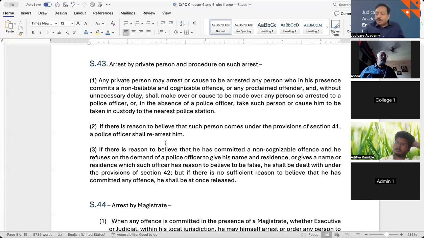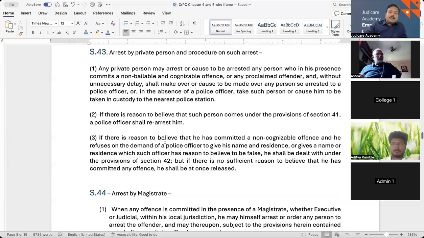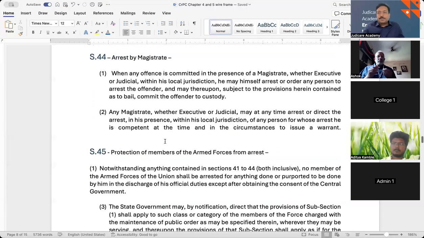So this is talking about the citizen's power of arrest. This talks about the duty when you arrest somebody, and this talks about the police officer's discretion on arresting upfront or considering it as a non-cognizable and treating it in accordance with Section 42. Section 44, which is an arrest by magistrate.